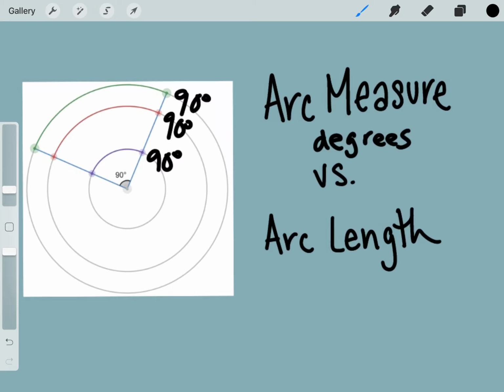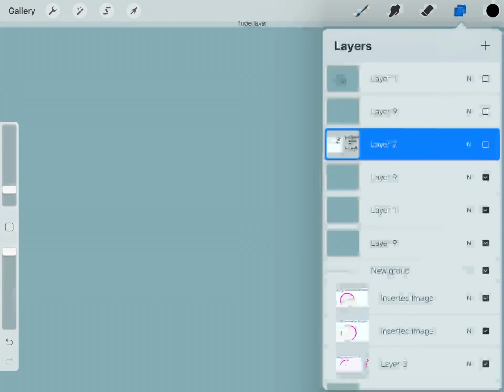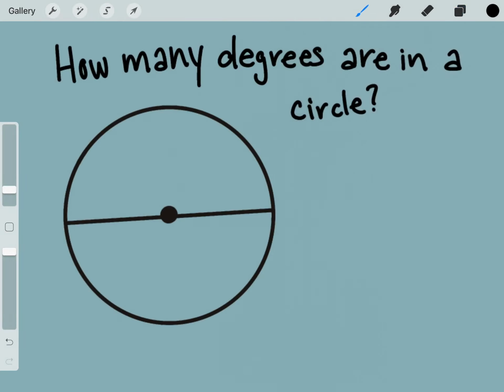So looking here, you see that these are each 90 degrees, which is their arc measure, but we don't quite know how to find their arc length yet. So let's dive into that. So, first question I have to ask you in order to be able to answer these questions is, to start, how many degrees are in a circle?